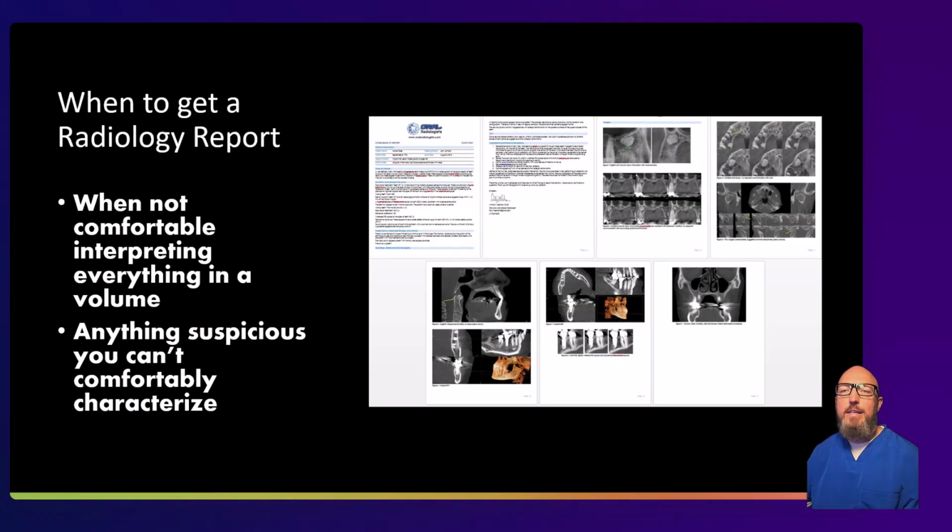Every CBCT taken at our school gets a radiology report written by myself, but some general guidelines for after graduation and dentists out there: refer anything if you don't feel confident interpreting everything in the volume. Refer if the CBCT was taken for a specific dental purpose, but the field of view includes anatomy you don't routinely evaluate. Or refer if you find anything suspicious that you can't characterize confidently.